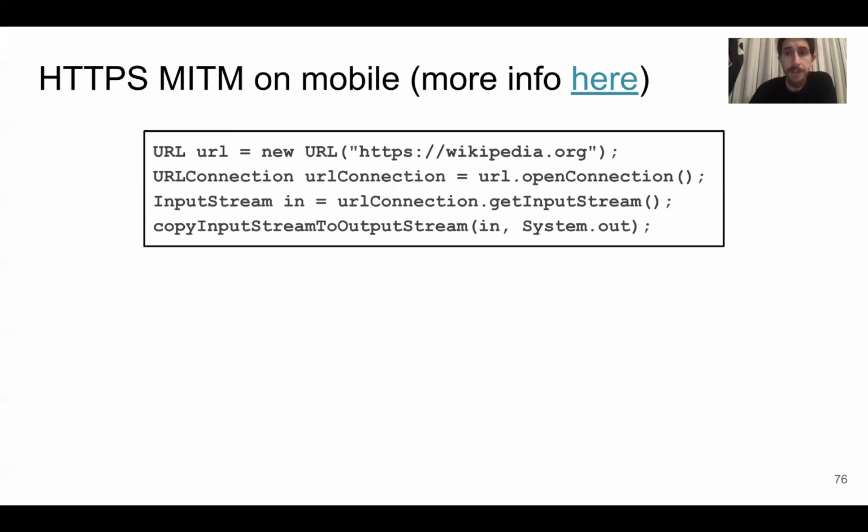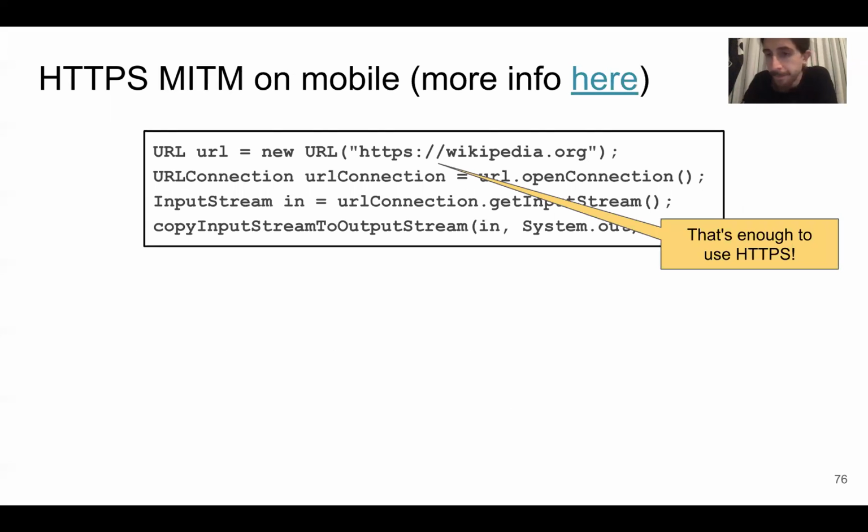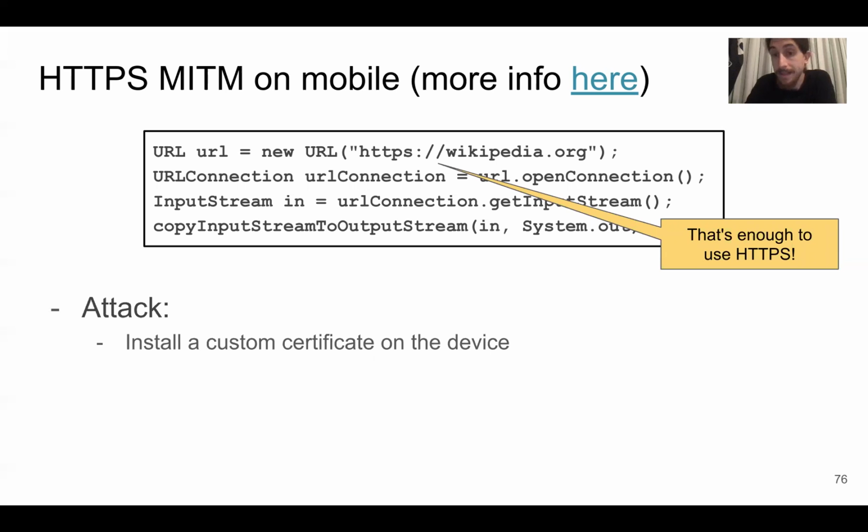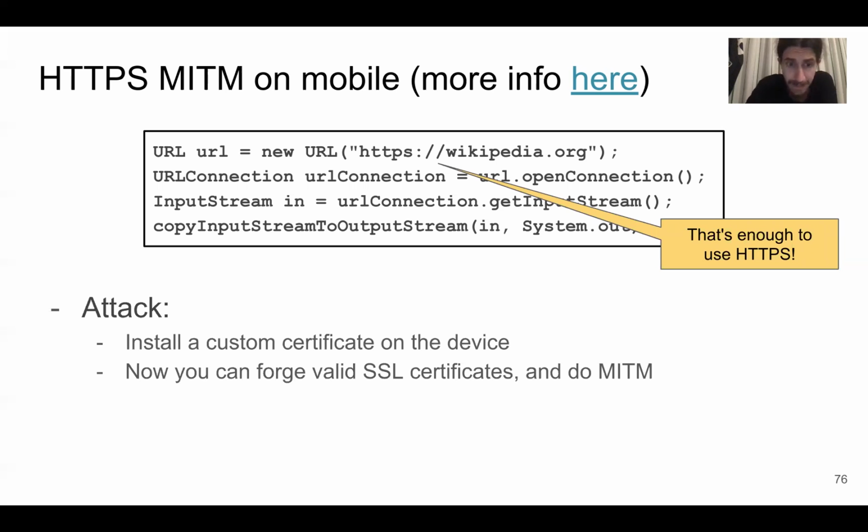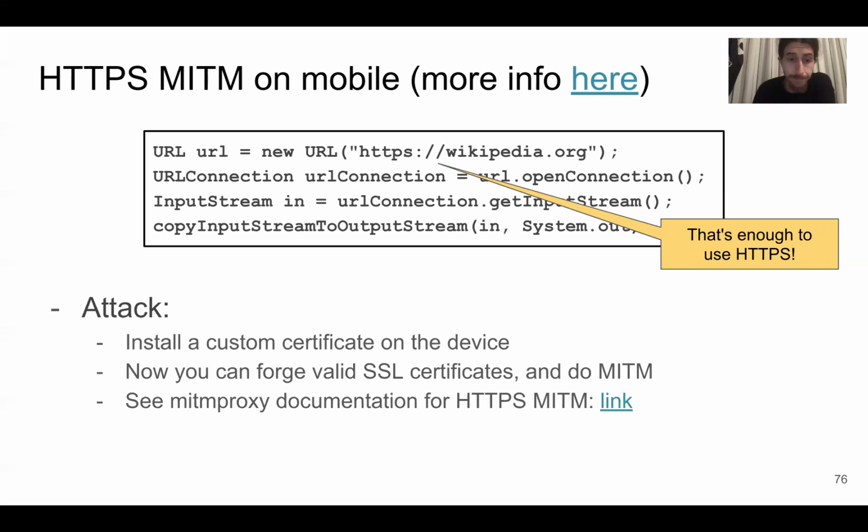Now, in the context of mobile phones, how do you use HTTPS? Well, it's as easy as this. You just create a new URL with HTTPS, and now everything works out of the box. And the attack here could be to install a custom certificate. That's what I mentioned before with adding a trusted certificate. Since you are adding a custom certificate for which you also have the private key, you can basically forge valid SSL certificates and do man in the middle. And again, there is documentation of actually doing this. This stuff actually works and it's practical.